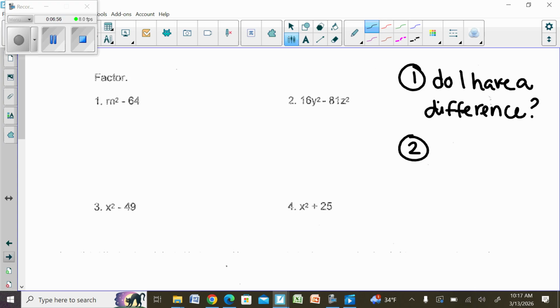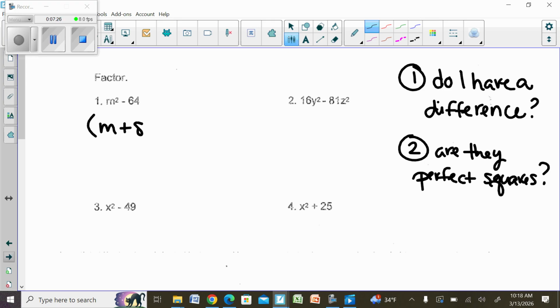Number 2, are they both perfect squares? So this is what we're going to do. We're going to count the terms. And when we have 2 terms, we're always going to look for GCF. That's the very first thing we do. No GCF here. I see that it's subtraction. We have a difference. M squared is an even exponent that is a perfect square of m. And 64 is a perfect square of 8. And so I know what they multiplied to get this was an m plus 8 and an m minus 8.